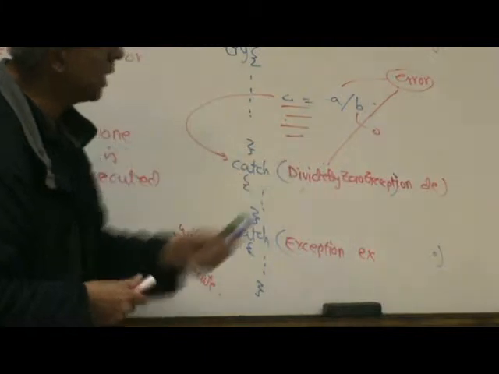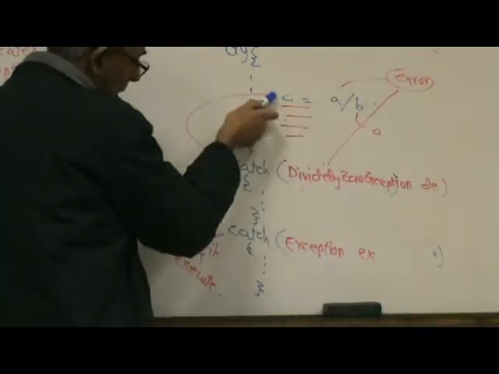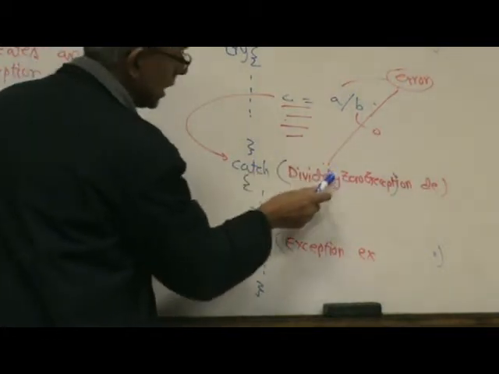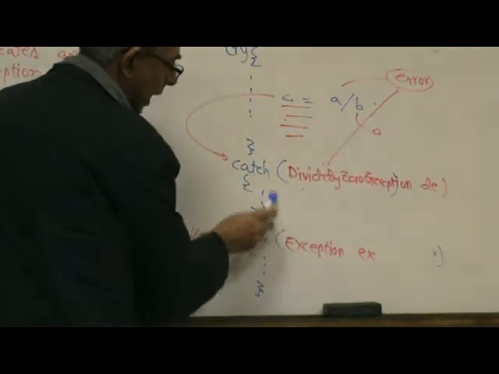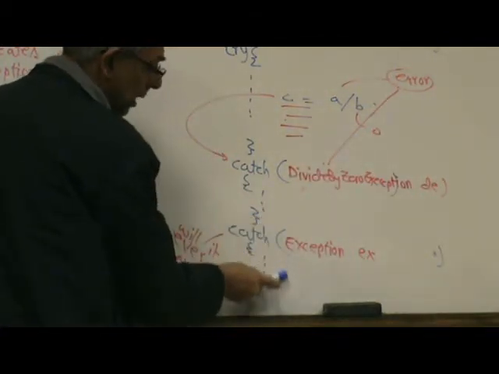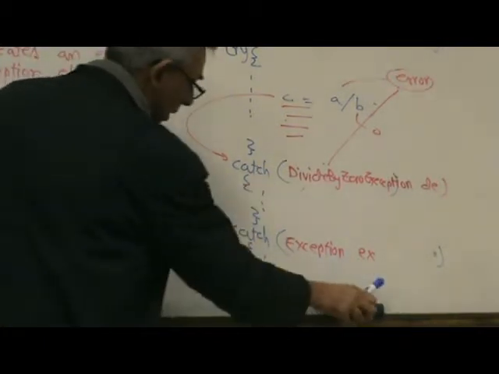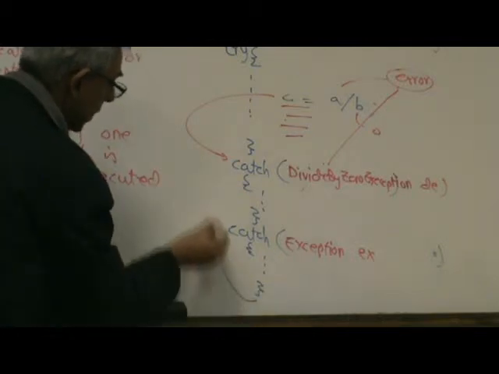So now let's take a look. If the divide by 0 error occurred, the computer will get out and look for the first catch. Does it match this one? So it will execute this one. Then what will happen? Will it go to the next catch and execute that one? No. However, after all the catches, you have a couple of other options.